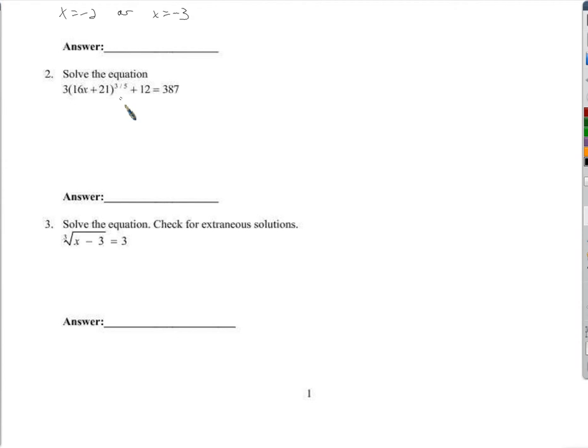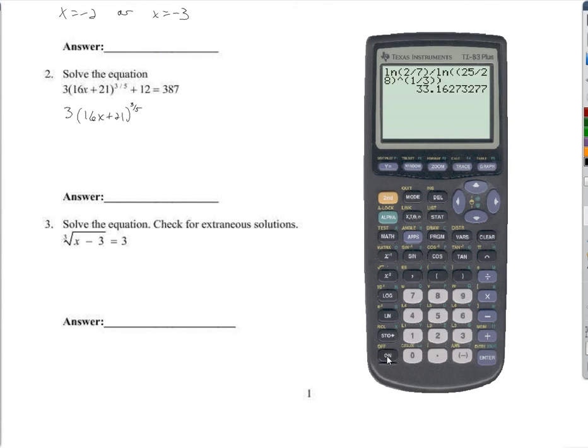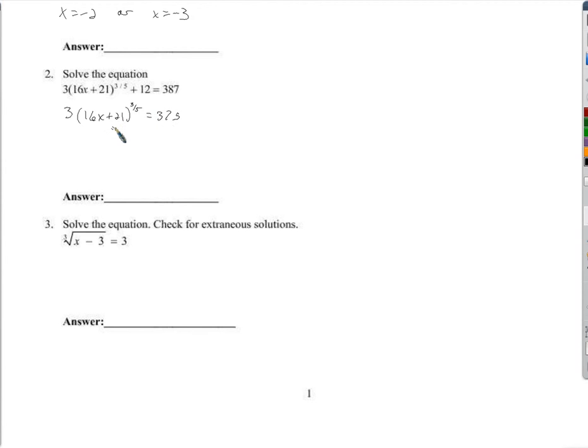Alright, solve this equation. First, let's start by getting the thing that's in the parentheses raised to the fraction power by itself. So we'll subtract 12 to start with. So we have 3 times 16x plus 21 to the 3/5. Hopefully you can read that. Let's get the calculator out. 387 minus 12, 375. Then we'll divide by 3. And I'll bring it up here. 16x plus 21 to the 3/5 equals 125.